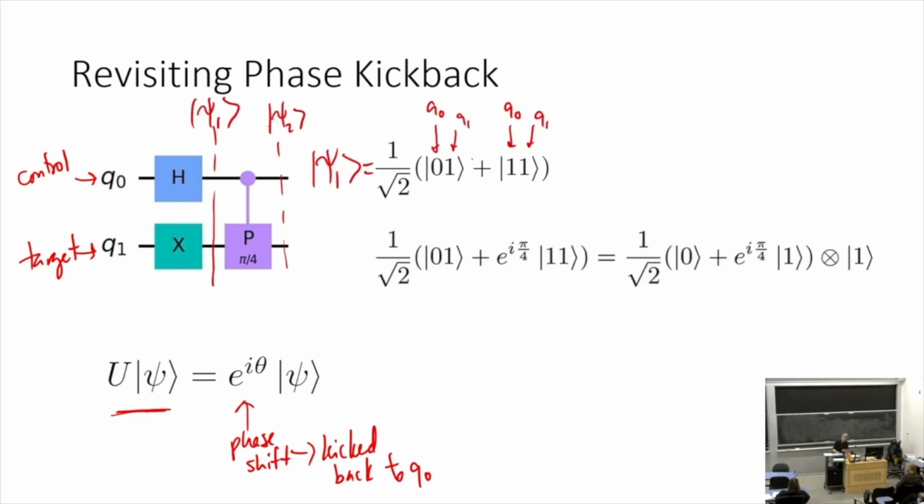So our quantum state after we go through this controlled phase gate is equal to 1 over square root of 2 times |01⟩ plus e to the i pi over 4 times |11⟩. And the reason it's like that is because we only shift the second term, because our control qubit is in the 1 state only for that second term, not for the first.